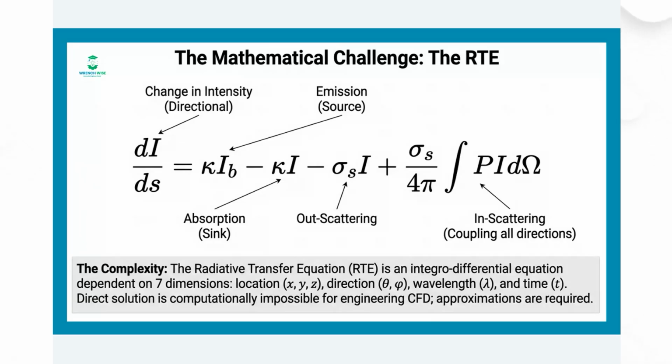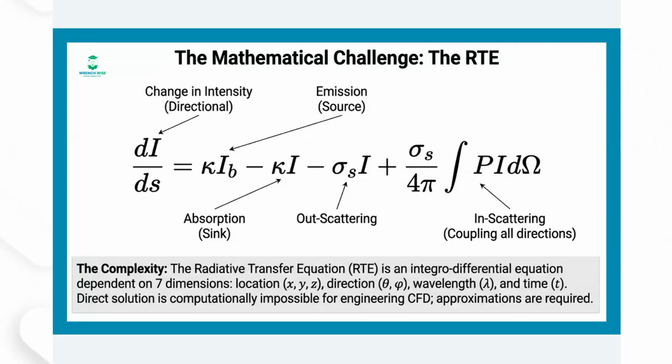Emission essentially is a source term, where the fluid itself is hot and emits its own energy into the beam. So the hotter the fluid, the more energy it is going to add. The second term we have is absorption. This is a sink or a loss. Smoke or soot essentially absorbs some of the beam's energy. It is going to make it dimmer, and that's why we are using the negative sign here.